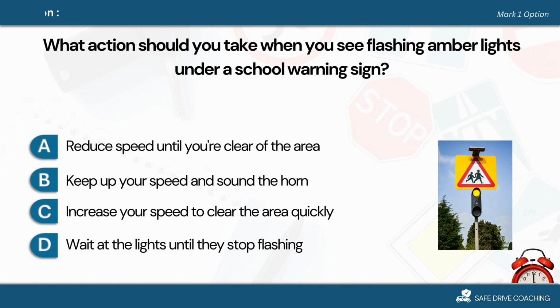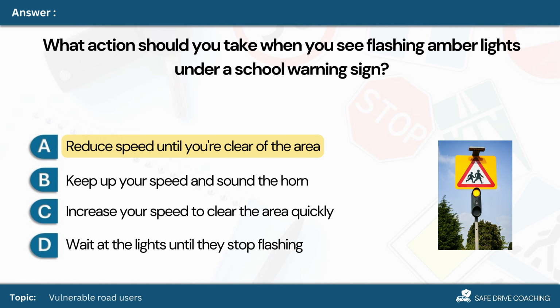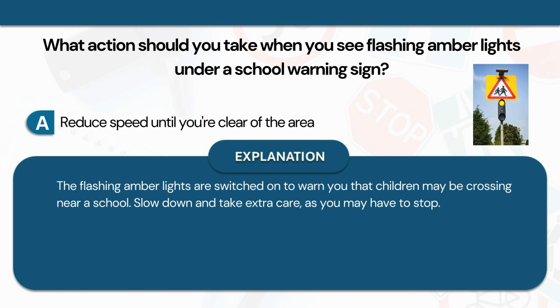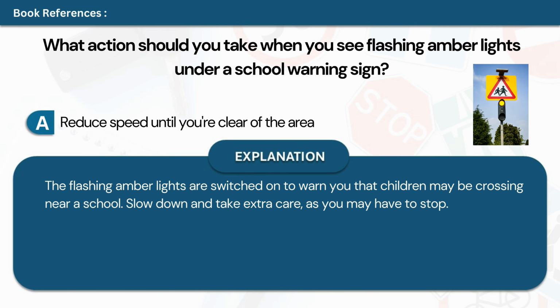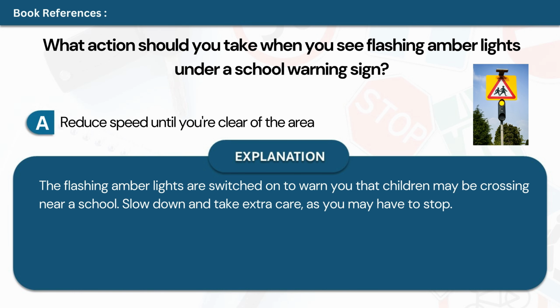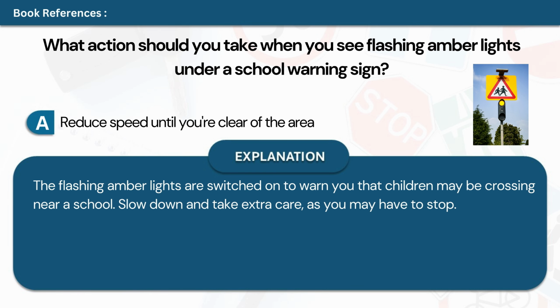The correct answer is A. Reduce speed until you're clear of the area. The flashing amber lights are switched on to warn you that children may be crossing near a school. Slow down and take extra care, as you may have to stop.